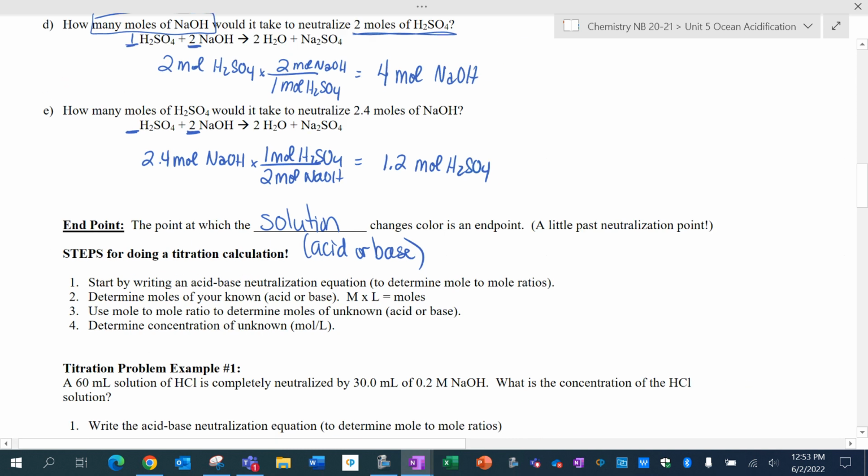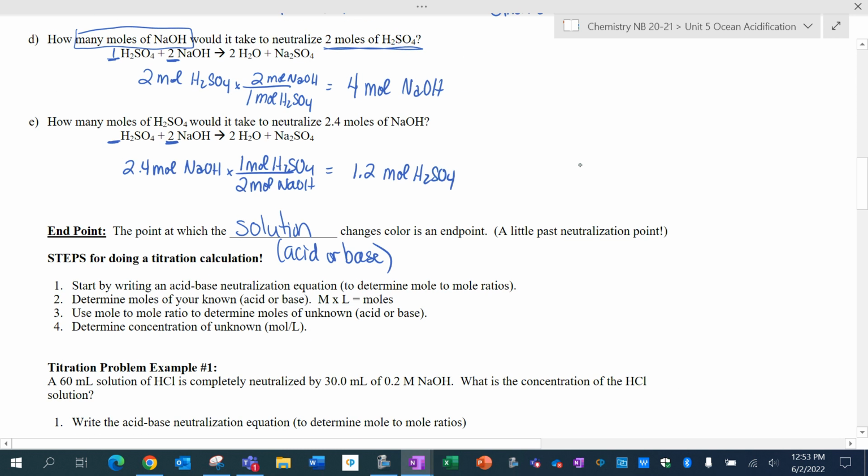So when we're doing a titration, we have our solution down here at the bottom that is our unknown. We don't know the molarity of it. And then we are going to add our known solution to it. And once we figure out how many moles of our known solution it took to react with our unknown, we can figure out what our unknown was.